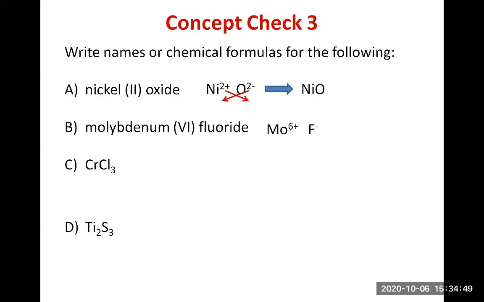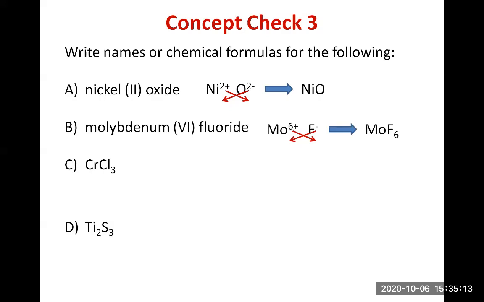So next you can do the crisscross trick, and the 6 from the molybdenum charge will be a subscript for fluorine, and the 1 from the fluorine charge will be an implied subscript of 1 for molybdenum. So the formula is MoF6.